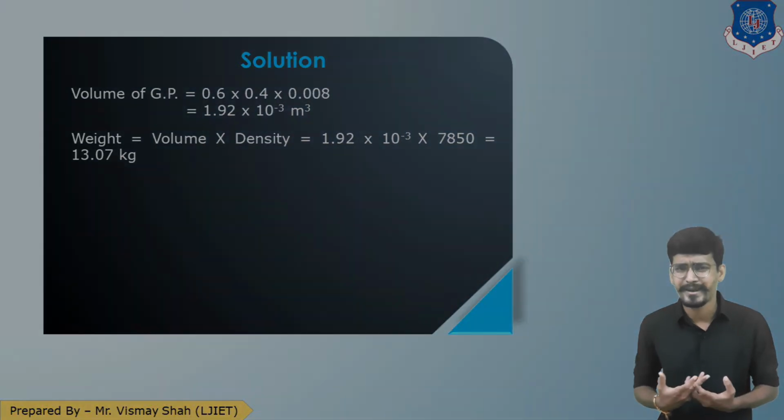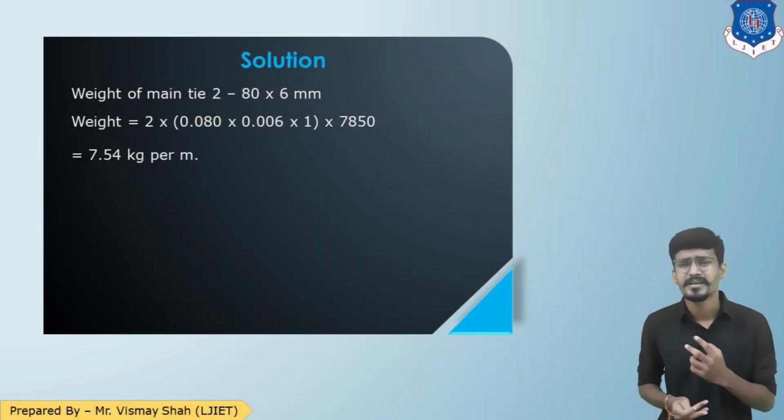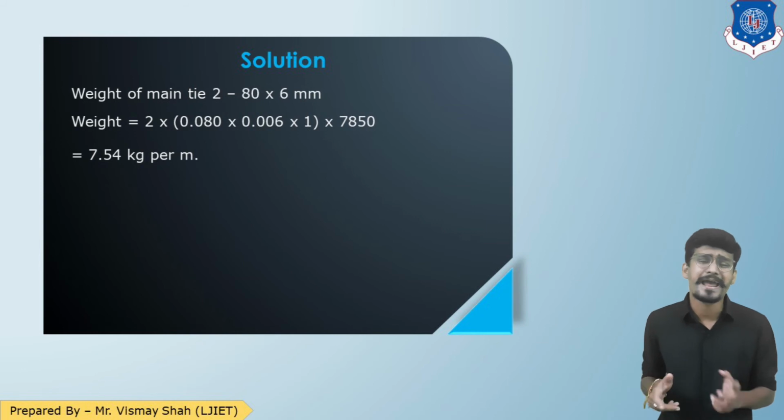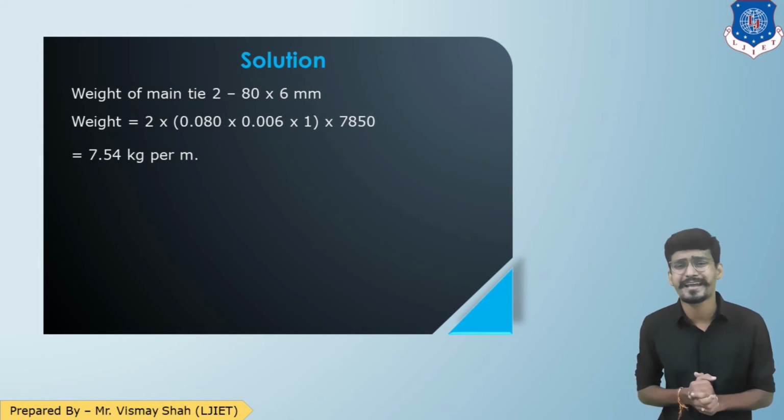Now the weight of main tie. So we have 2 main ties. The dimension was 80 cross 6 and per meter, so unit length. So into 1 multiplied with 2, that is for 2 ties. Again multiplying it with 7850, so we'll directly get the weight as 7.54 kg per meter. Because here students, it was a per meter length, so the weight will also be per meter length. And now the painting area.